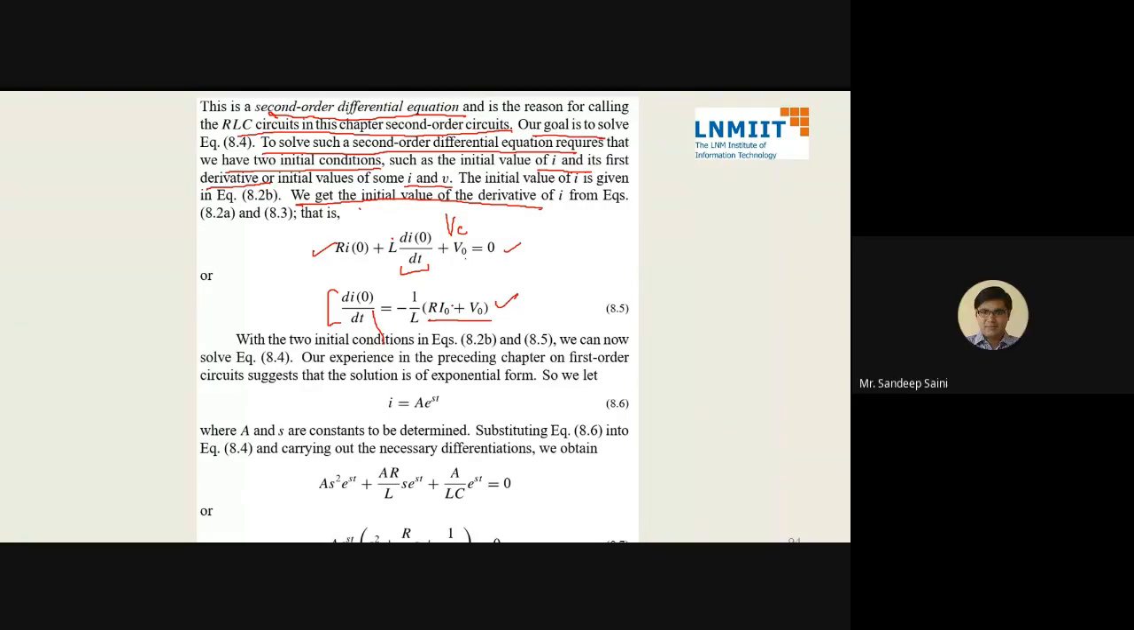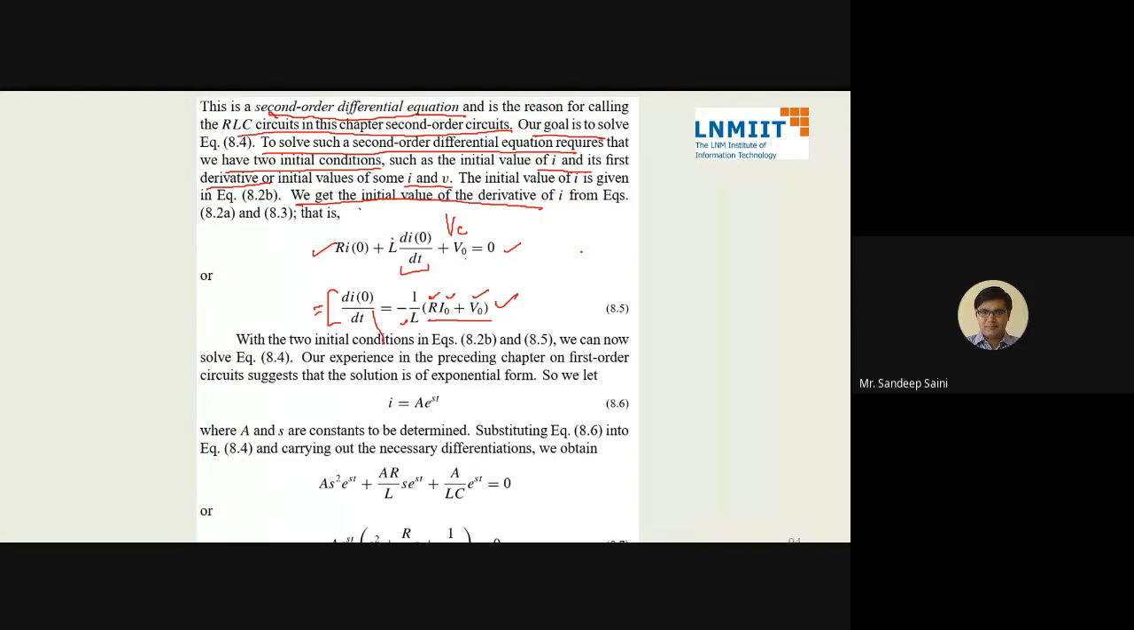Do you know the value of L? Yes. Do we know the value of R? Yes. Do we know I naught? Yes. Do we know V naught? Yes. That means I can calculate di by dt at t equal to 0 plus. When we have actual circuits, we will put in the values and calculate those. Now, I have a second order differential equation, and for solving it there can be a lot of methods. This is one of the methods we are using.